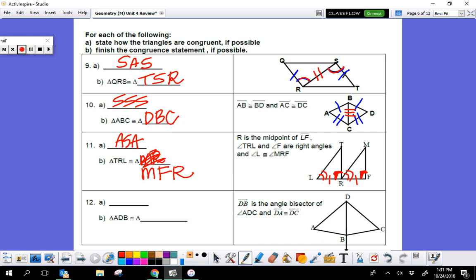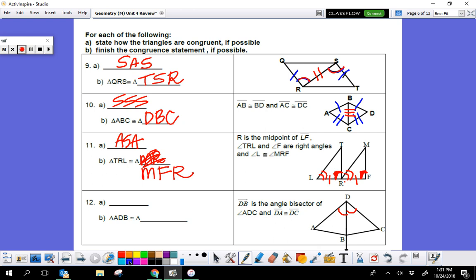All right, number 12. Ray DB is the angle bisector of angle ADC. So think about ADC right here. This line is cutting it in half. Okay, so that means that that whole angle is being cut in half, which means this little angle is congruent to that little angle.